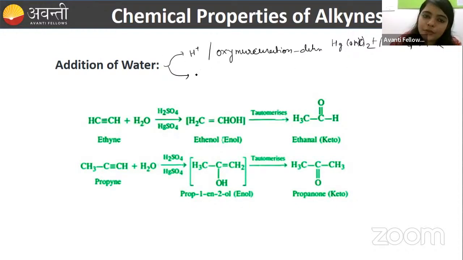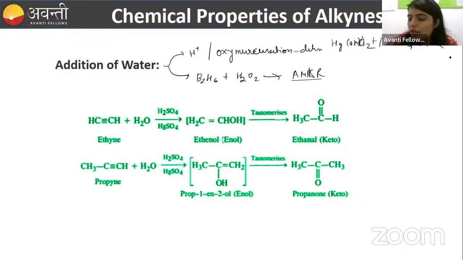And if you take B2H6 along with H2O2 or peroxide, then it will follow anti-Markovnikov's rule. Here it will follow Markovnikov's rule. Now we have taken ethyne here. Ethyne means CH triple bond CH.